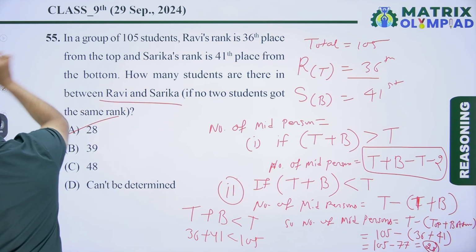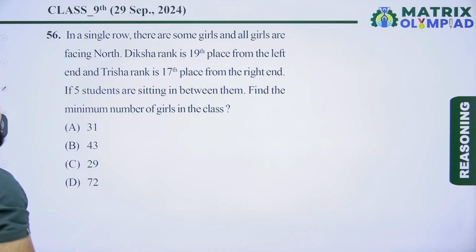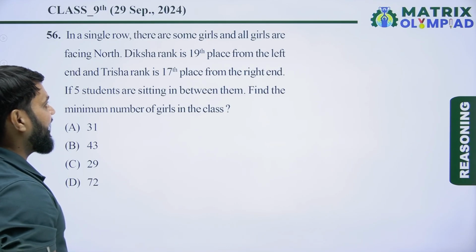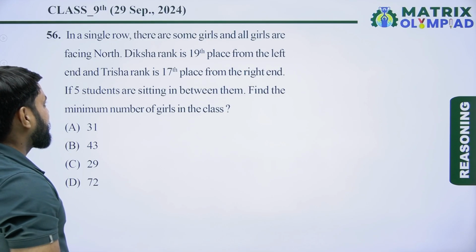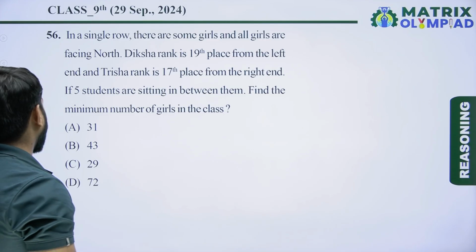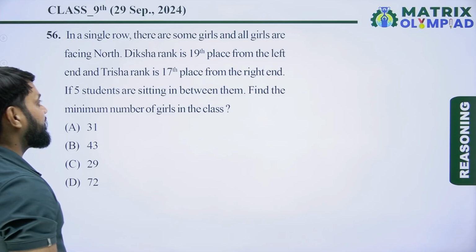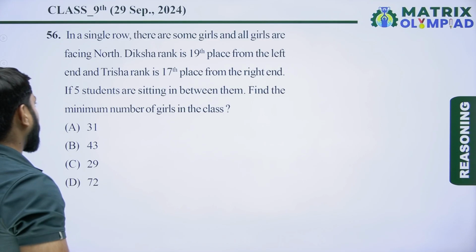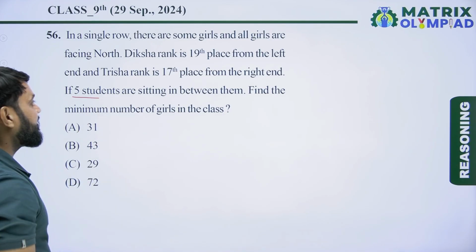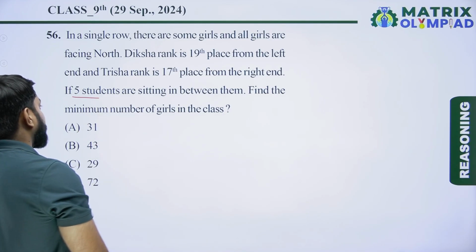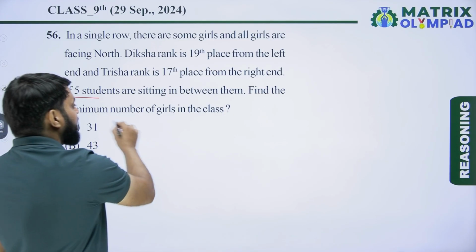So now the next question is question number 56. In a single row, there are some girls and all girls are facing north. Diksha ranks 19th place from the left end and Trisha ranks 17th place from the right end. If 5 students are sitting in between them, find the minimum number of girls in the class.